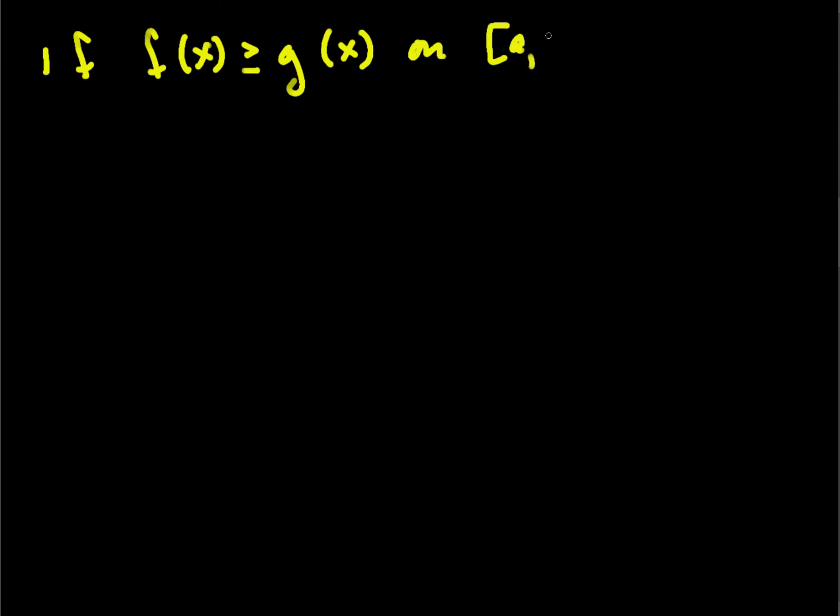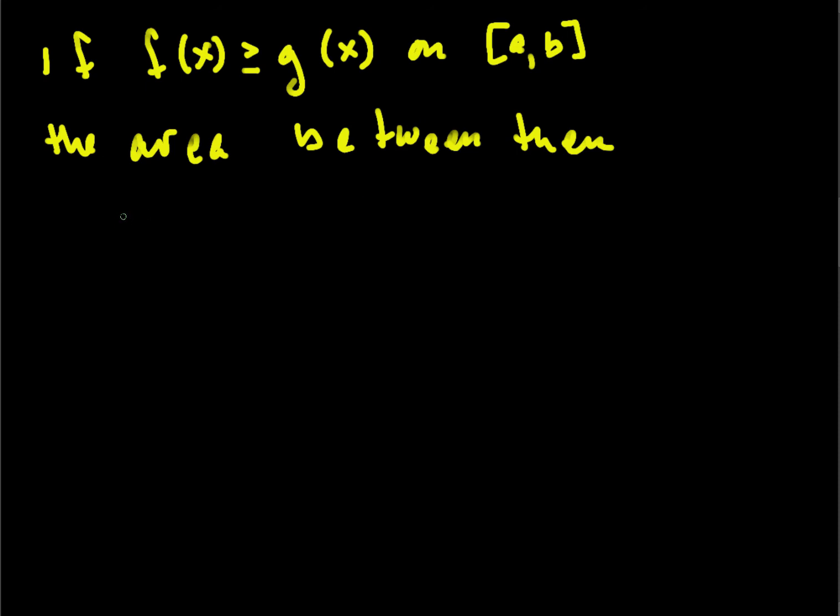So in general, what we can say is, say f of x is bigger than or equal to g of x on the interval AB, right? So on the interval AB, then the area between them is given by the integral of f of x minus g of x with respect to x. And our bounds will be from A to B, right? This is the area between two curves.